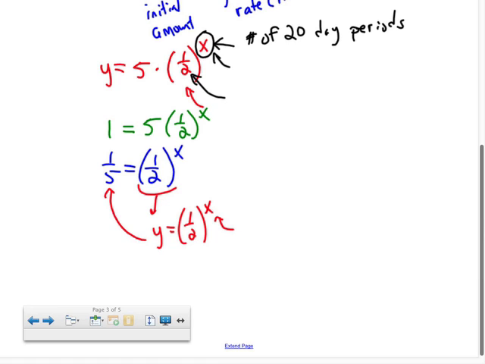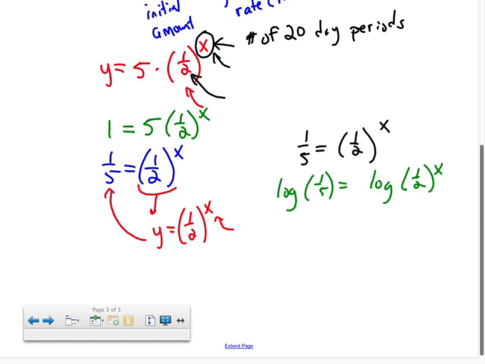We might as well just do it now, because it's not like I'm letting out some big secret here. If you have 1/5 equals 1/2 to the x, because that's really the method we would use to solve this, I'm just going to take the log of both sides. Maybe I would take the log base 10. So I'd have the log of 1/5 equals the log of 1/2 to the x power.